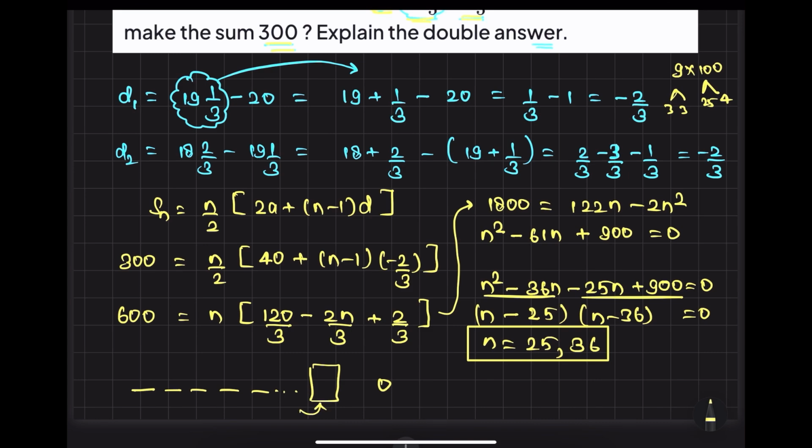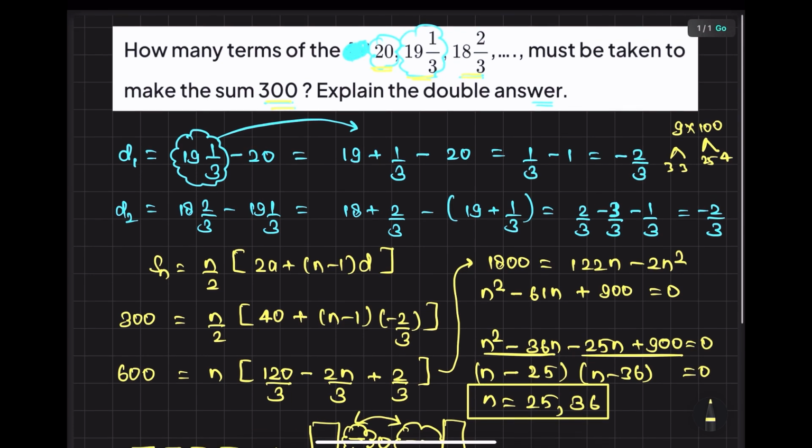Till here only we got the sum as 300. But the positive terms will be neutralized by the negative terms, and both sums are equal, so this will be neutralized by this. That's why we are getting another element which will give you the sum as 300. That's why we are getting two values of n which satisfy the current scenario.